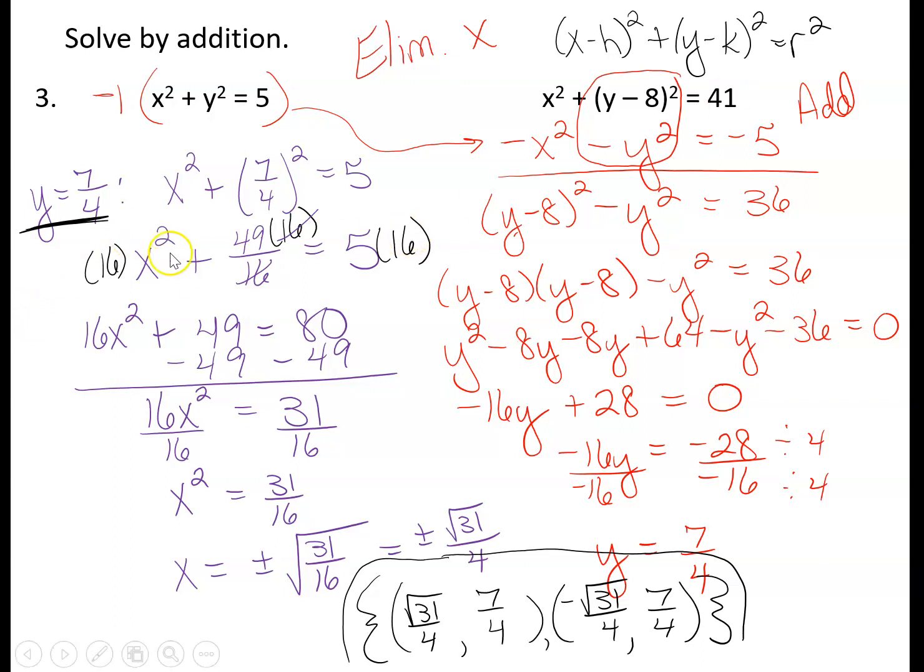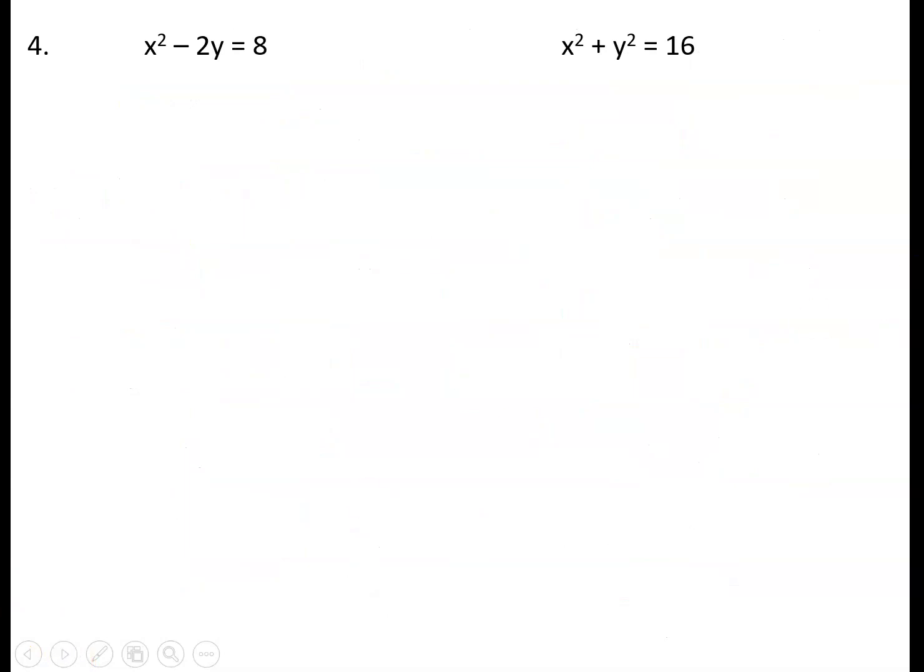Okay, let's see what we have next. I'm going to do another example of the addition method. So look at the first equation. We've got an x squared and a y. The second one, x squared and y squared. Well, we can't really eliminate y because they don't have the same coefficient. So we're going to have to eliminate x again. So eliminate x. And they're both positive 1x squared. One of them needs to be negative. So I'm going to go ahead and multiply my first equation by negative 1.